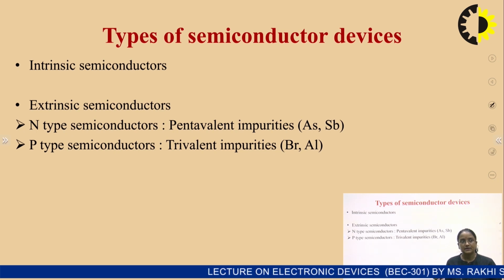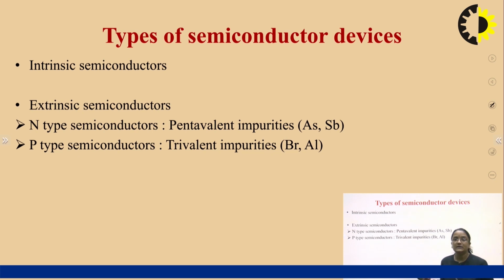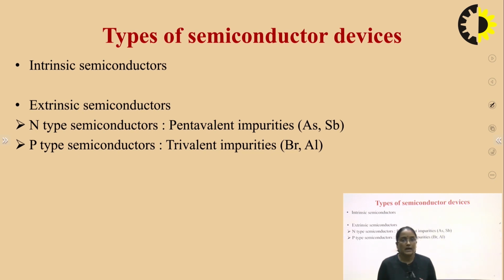So, intrinsic semiconductor is the purest one, and one of its major features is that it also follows the mass action law. The second category is extrinsic semiconductor. The extrinsic semiconductors are obtained by adding pentavalent impurities and by adding trivalent impurities. So, what kind of semiconductors do we obtain after adding these kinds of impurities?